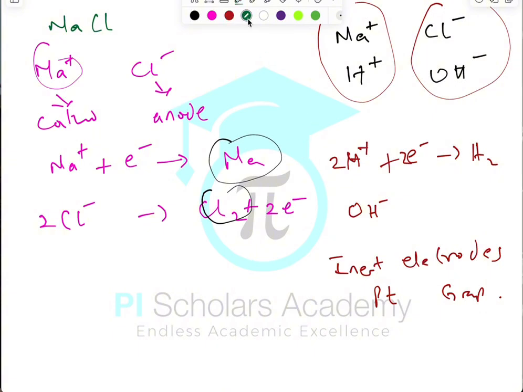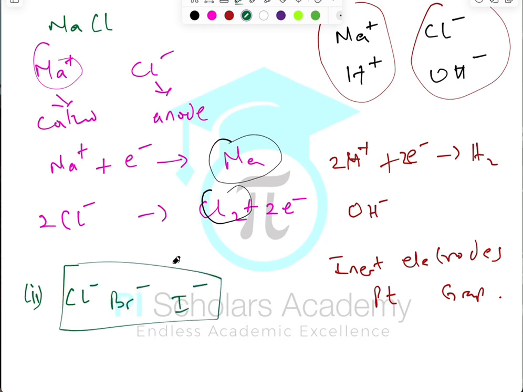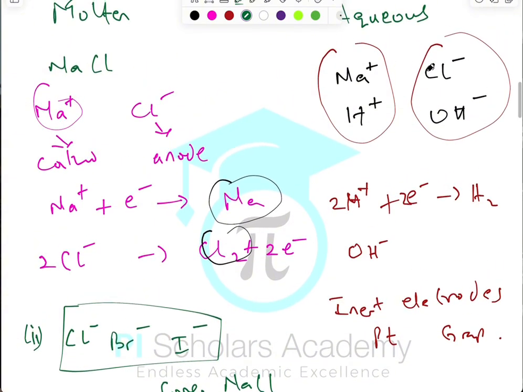I've discussed the first one now. The second one is what we call the concentration of ions. Now, this concentration of ions only affects Cl minus, Br minus, and I minus. That is your halogens, your halo ions. These are the things that it affects, which implies that if you are dealing with concentrated NaCl, then the whole electrolysis process changes.